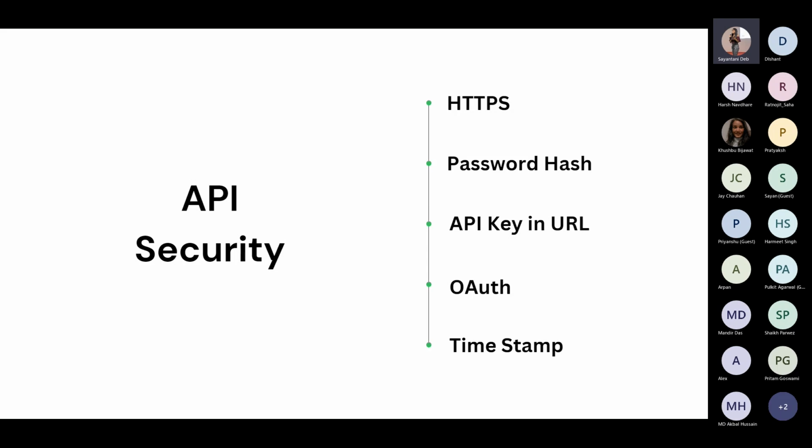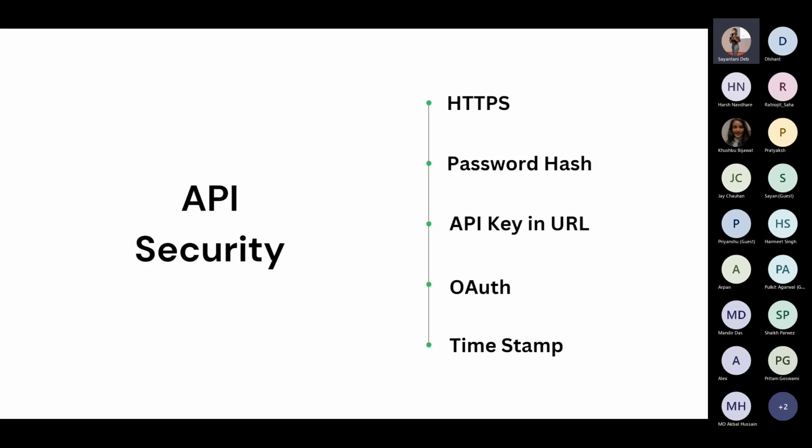So it will help to verify the person using the API, to see if they are allowed to use it or not, and it will keep out all the hackers. OAuth is also very famous. It actually lets a user access an API without giving away their password.